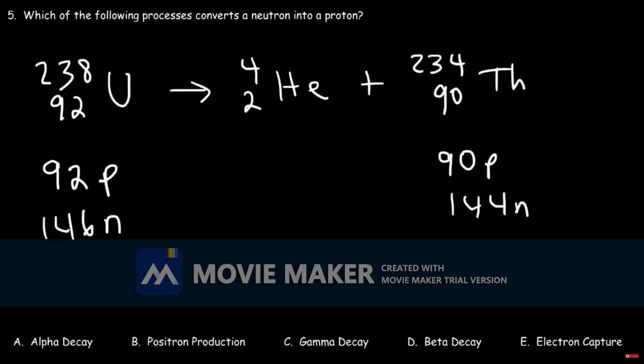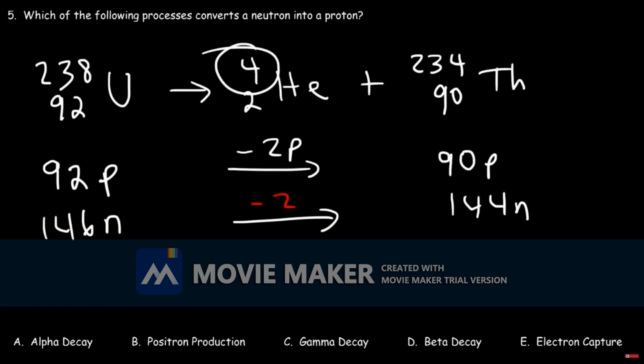So notice that the number of neutrons decreased by 2, and the number of protons decreased by 2. So alpha decay will always decrease the number of neutrons and protons by 2. It decreases the mass by 4. It doesn't convert a neutron into a proton. It simply reduces the number of neutrons and protons in an element, so it's not going to be alpha decay.